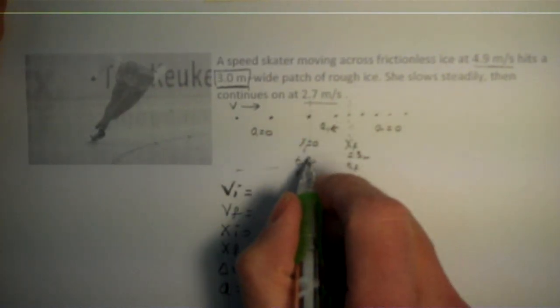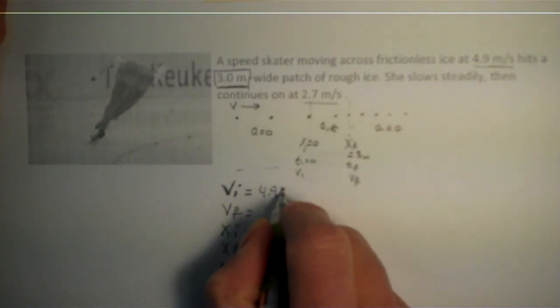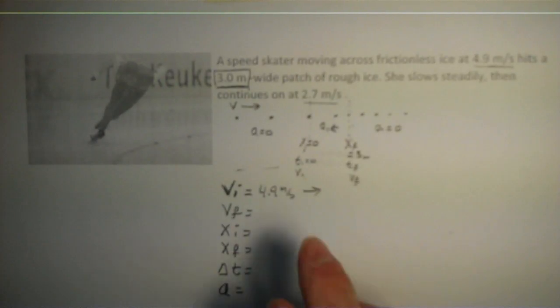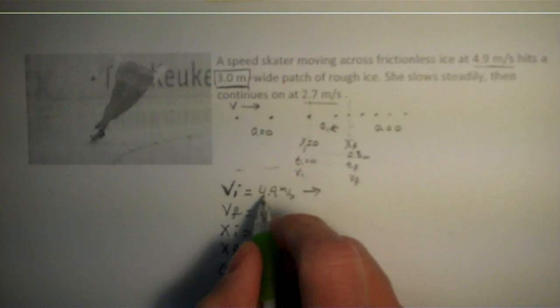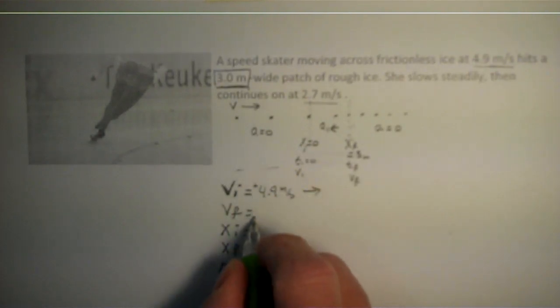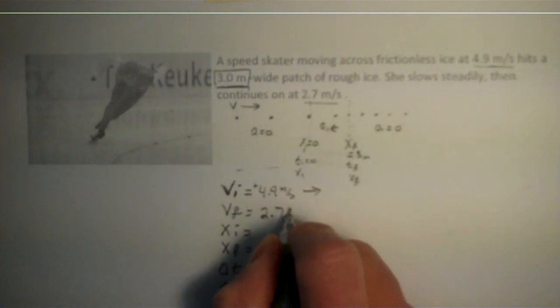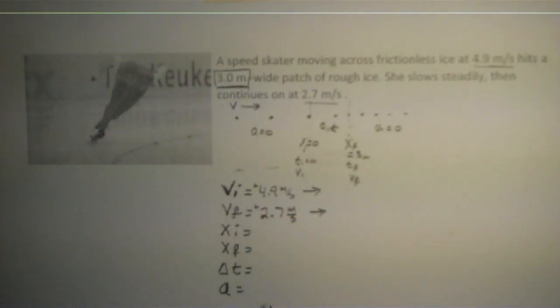I know here's my beginning, and my velocity initial is 4.9. I'm going to note that that's to the right. Direction is the number 1 mistake you'll make. You will forget about direction or ignore direction. So I personally like putting a little arrow there to remind me of the direction. I'm going to make right positive, so this remains a positive number. Velocity final, I know that is 2.7 after hitting the ice that is rough. That is still to the right, so a positive.